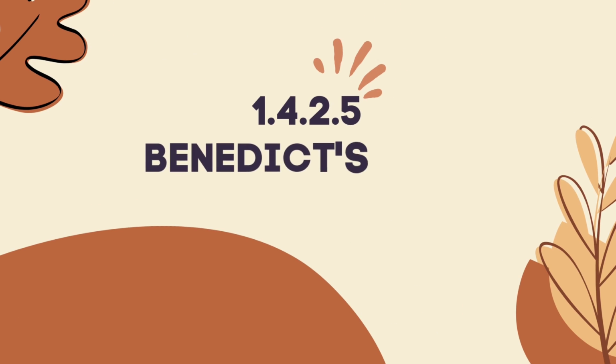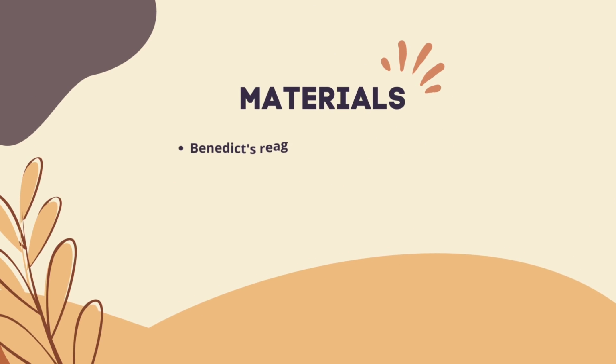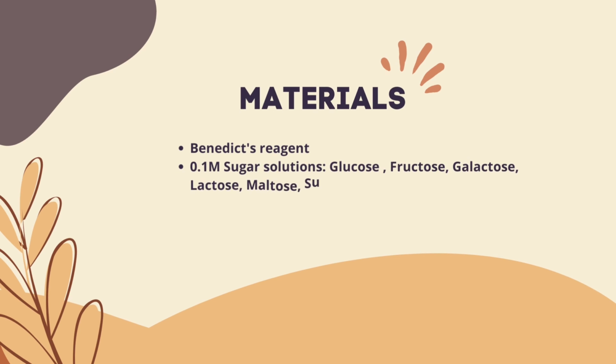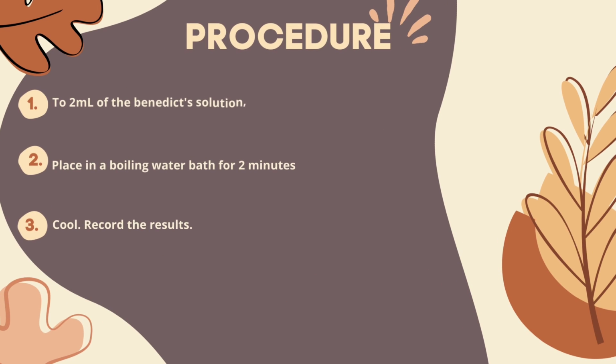Activity number 1.4.2.5. Benedict's test. It is used to detect the presence of reducing sugars. The materials used for this experiment are Benedict's reagent and 0.1 molarity sugar solutions, specifically glucose, fructose, galactose, lactose, maltose, and sucrose. This is the procedure in performing the experiment.